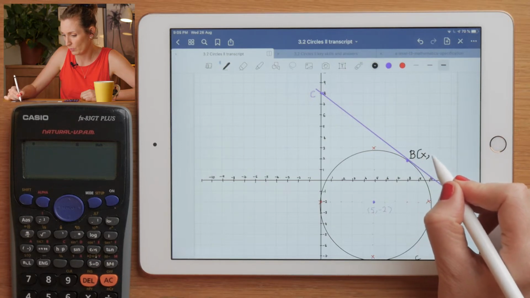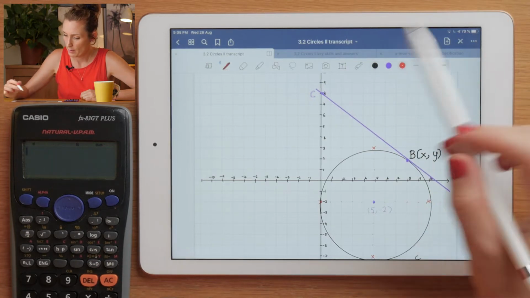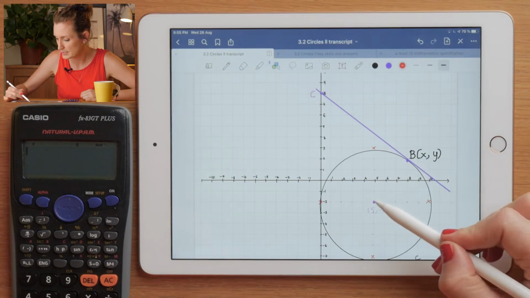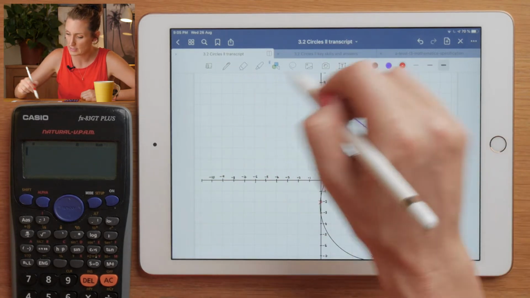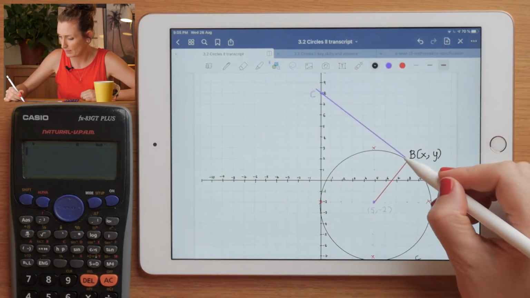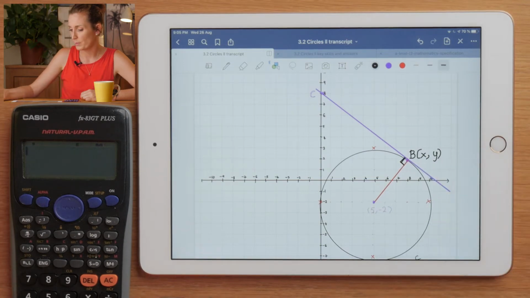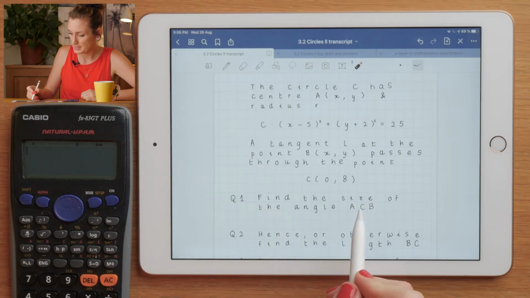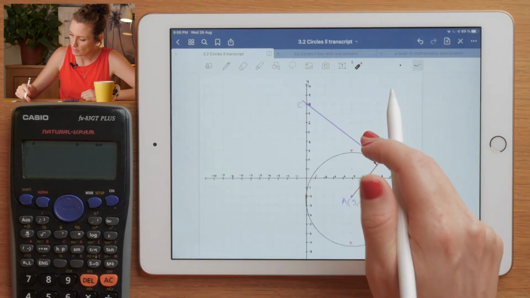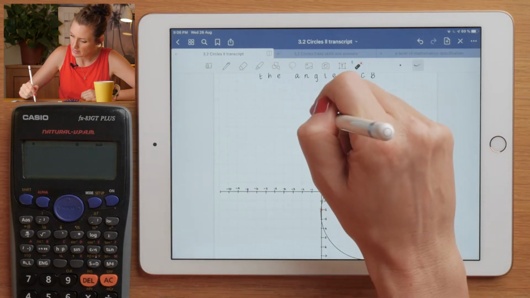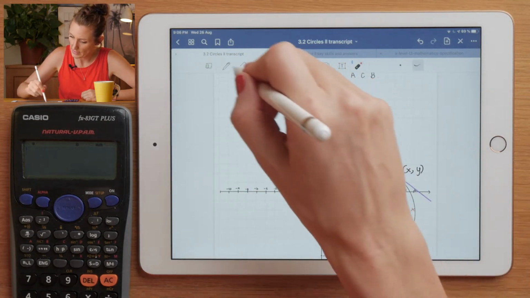Now we don't know what the coordinates of B are at this moment, but we do know that a radius and a tangent will always intersect at 90 degrees. Okay, so that there will be a right angle. We went through the proof of that previously. We've been asked to find the size of the angle A to C to B. So A to C to B. We need this angle there.